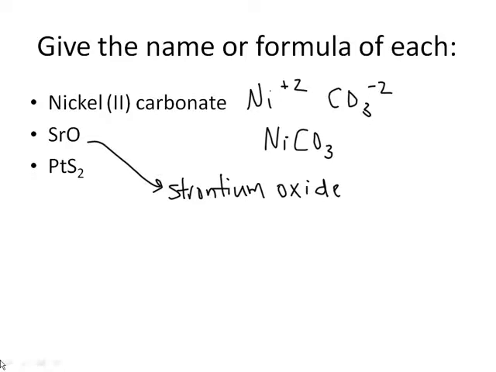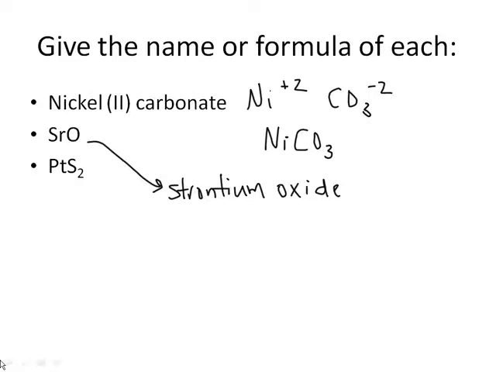When we look at PtS2, we see that platinum is not a fixed charge metal. It's element 78. It's not in the first two columns. It's not silver. It's not aluminum. It's not fixed charge, which means it's a variable charge metal, which means that we need to include a Roman numeral that tells us the charge on the metal, which means I've got to figure out what that charge is.